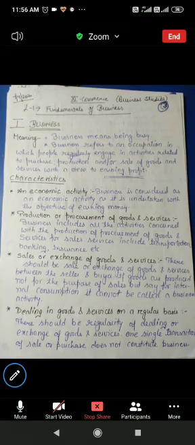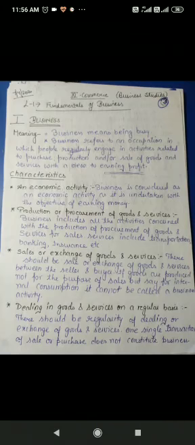Services, what does services include? Services include transportation, banking, insurance. These all come under services. Third one is sale or exchange of goods and services. Once you have produced the goods or you have purchased the goods, the other thing you will do is sell or exchange the goods and services for some money or for some profit. There should be sale or exchange of goods and services between the seller and buyer.